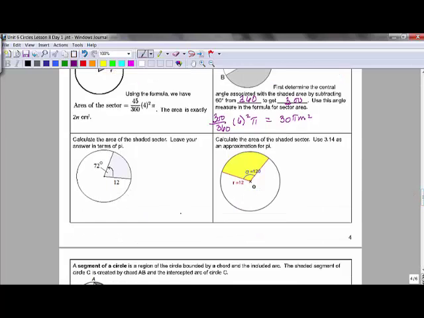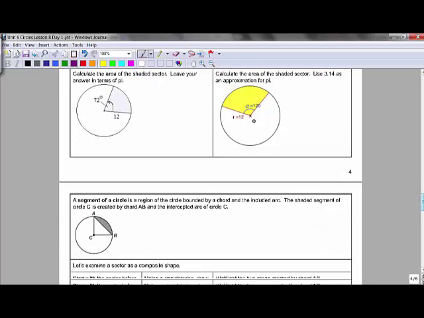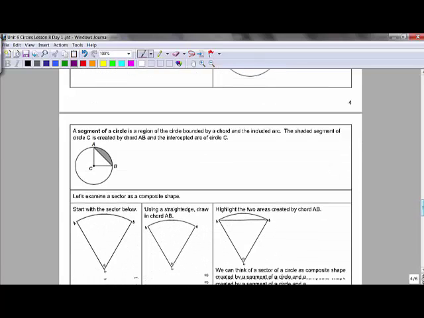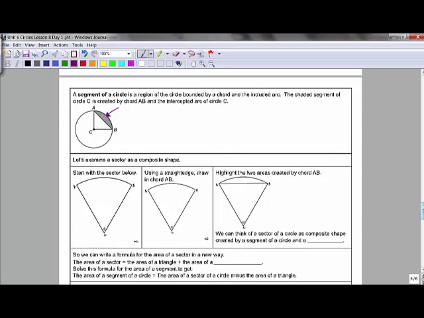So go ahead and try these two on your own. And when you're ready, we'll go on to the next page and we'll talk about one more topic, the segment of a circle. A segment of a circle is the region bounded by a chord and the included arc. So it's this part right here, kind of the crust of our pizza. And we're going to figure this one out too.